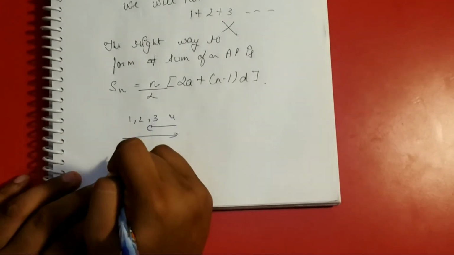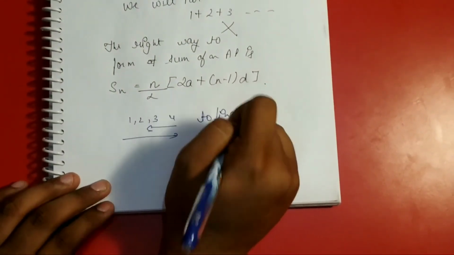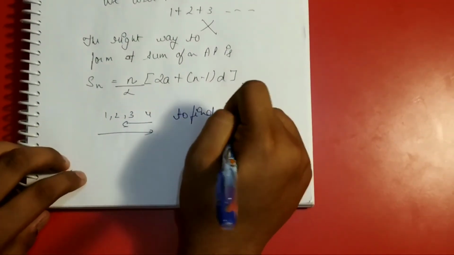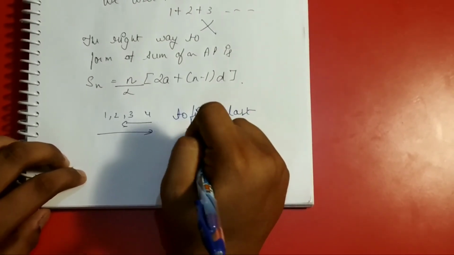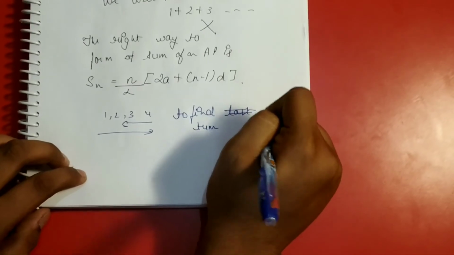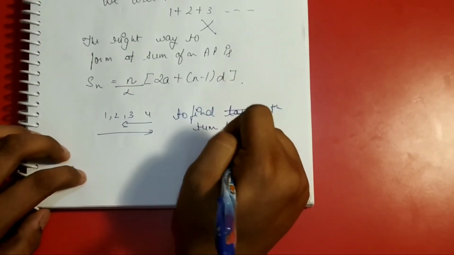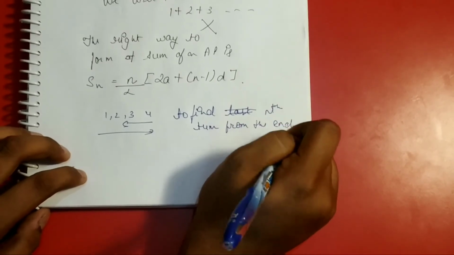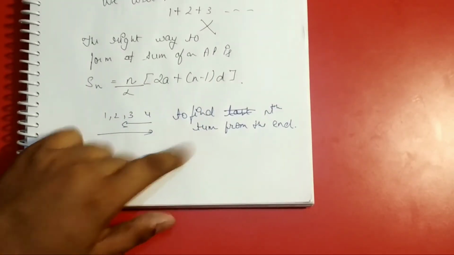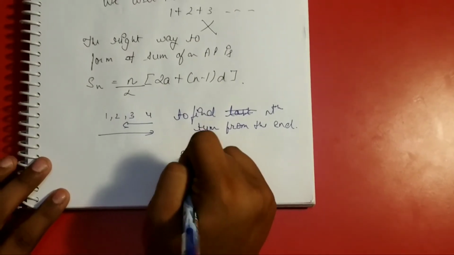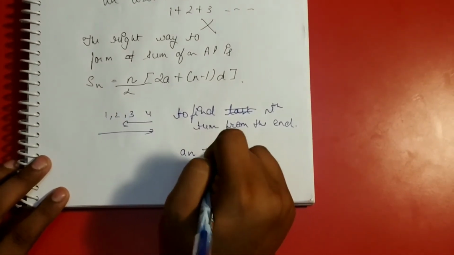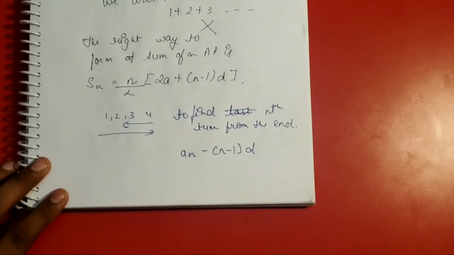Let's now listen. To find the nth term from the end, there is a well-defined formula to do this question. The formula is an minus (n minus 1) into d. So there is one more formula which you have to pay attention to, because questions come from this formula in our board examination, and this formula is not given in your NCERT book.